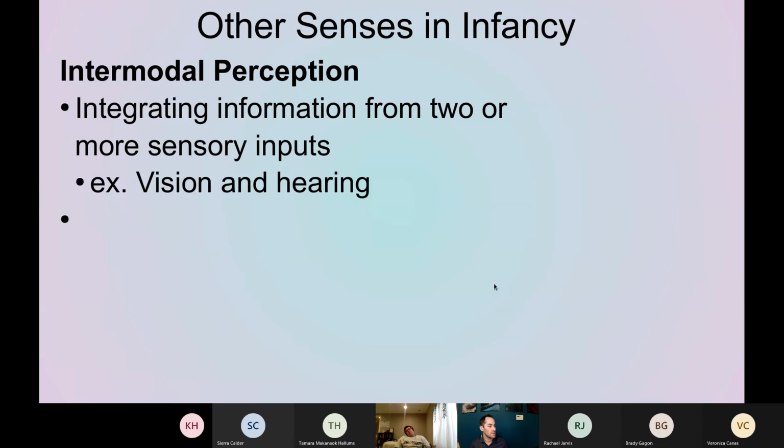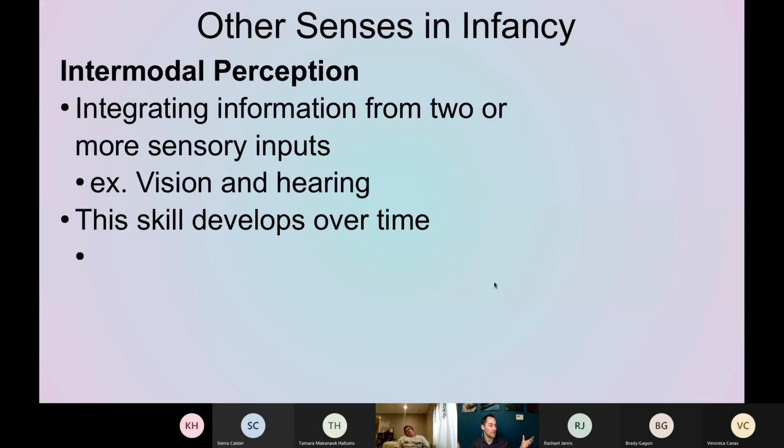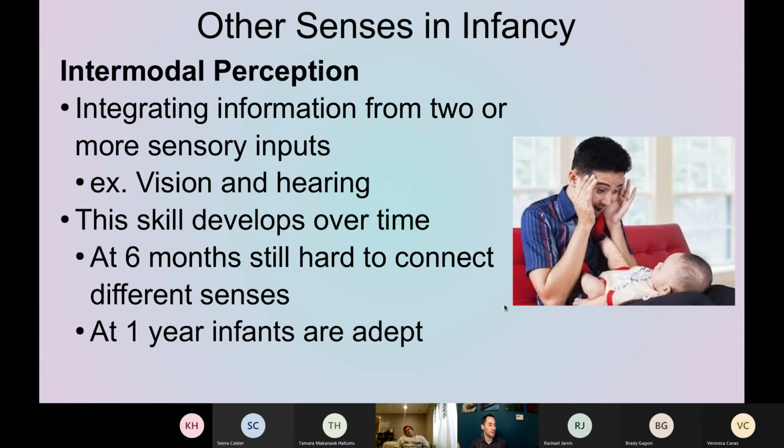With this, information from two senses at once combine in intermodal perception. So this is a skill that develops over time. So those babies are looking, maybe listening, maybe feeling with their feet. So they're using multiple sensations at the same time to understand their environment. So it's still hard to connect different senses, even up to about 6 months old, because we're still making connections between different parts of our brains.